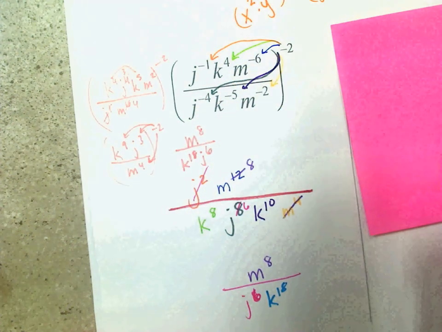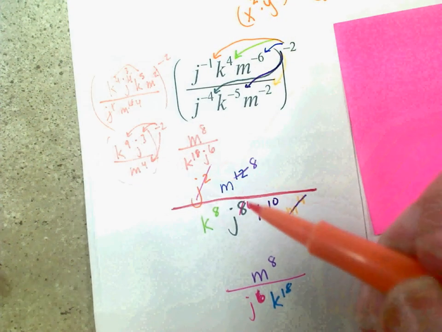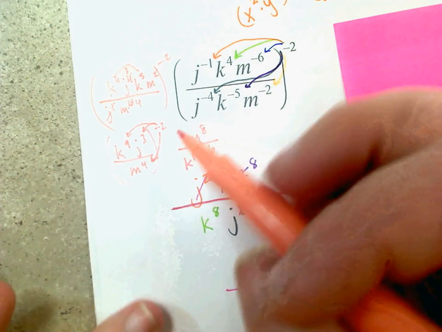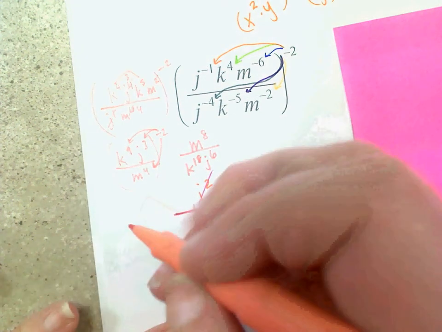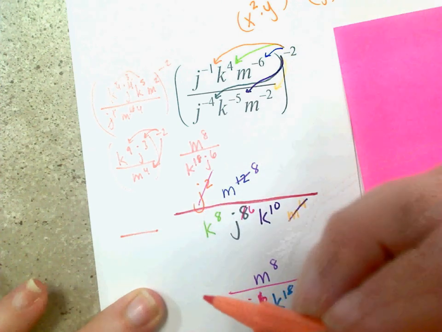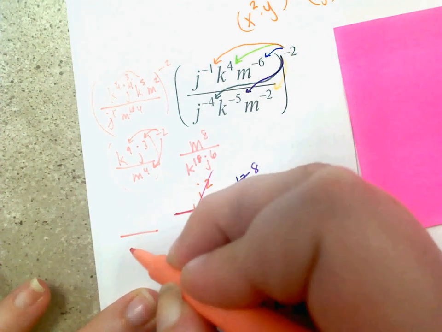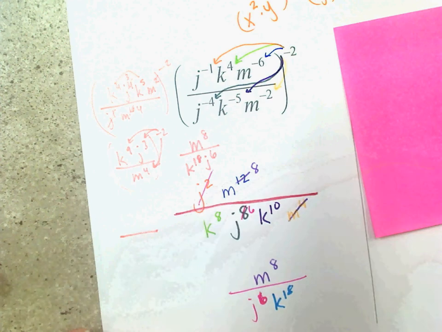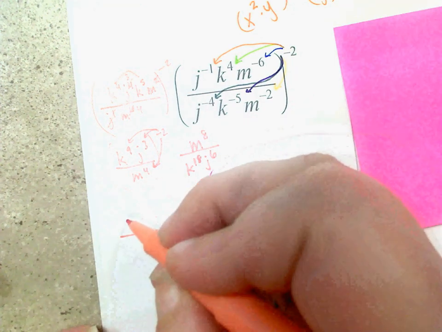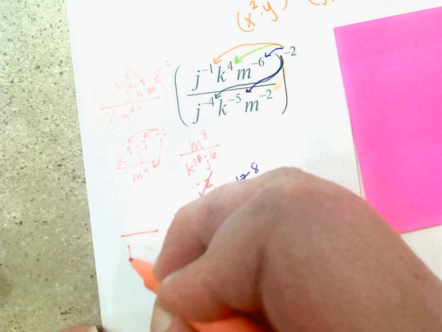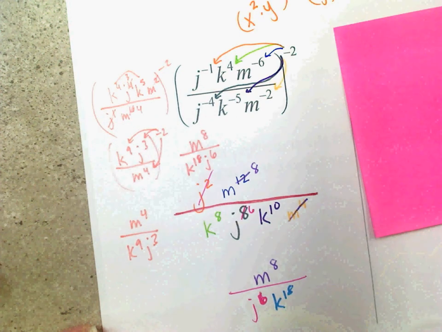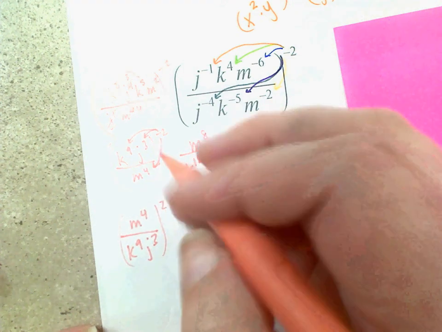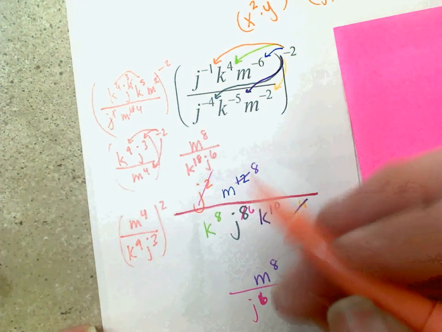Or, I don't know if you know this, but if I were to raise an expression all to the negative 1, it just puts it in the denominator, like we said. So you could just flip it and say k to the ninth, j to the third, and m to the fourth, all squared. If you have a negative power, you can just flip the fraction, and then you distribute your power. So m to the 8th, k to the 18th, and j to the 6th. Okay?